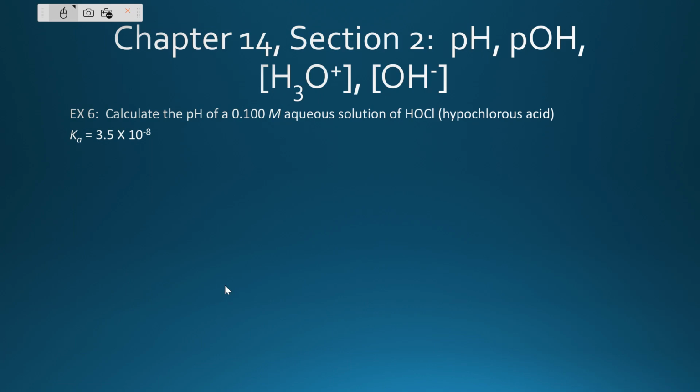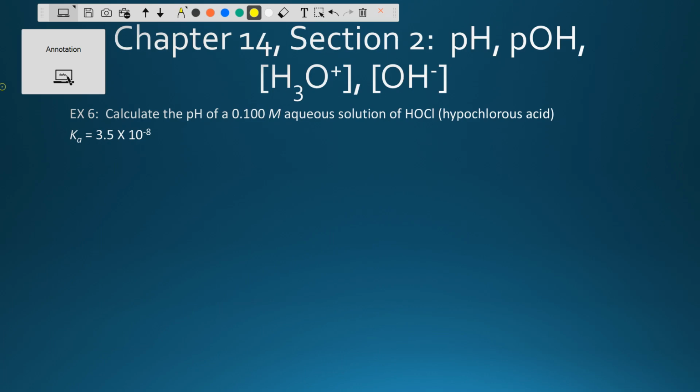Hypochlorous acid. We don't necessarily label these things as strong acids or bases right away, but take a look at my Ka value. This is 3.5 times 10 to the negative 8. I already know that it's going to be a weak acid. So the question is, how much of this is going to dissociate? So I have to set up an equilibrium chart. I have to do my ICE chart, don't I?